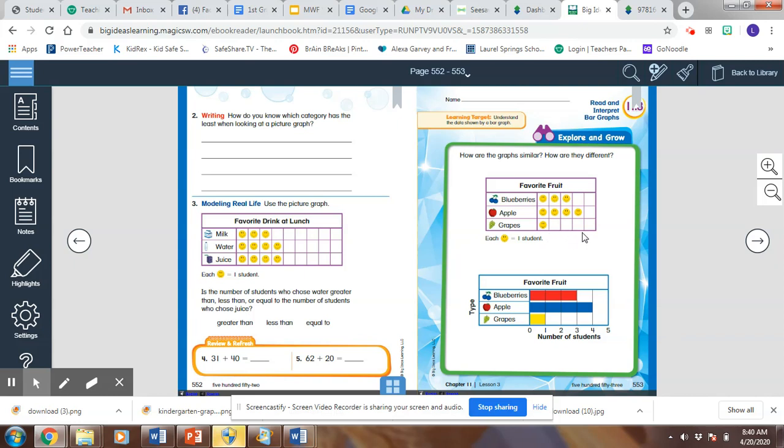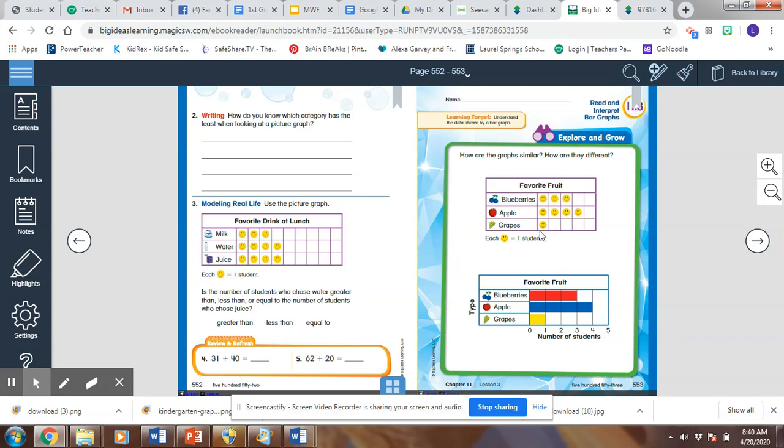So you need to know what each one represents. Right now, each one is worth one student. But as you get into the upper grades, each one may be worth more students, and that's when you'll do your skip counting. So the differences: categories are the same, title is the same, but the differences are how they are using the data, how they're representing the data, the symbols that they're using.